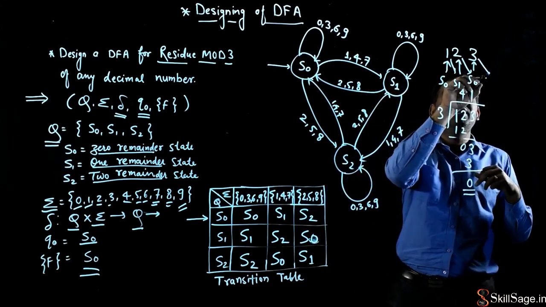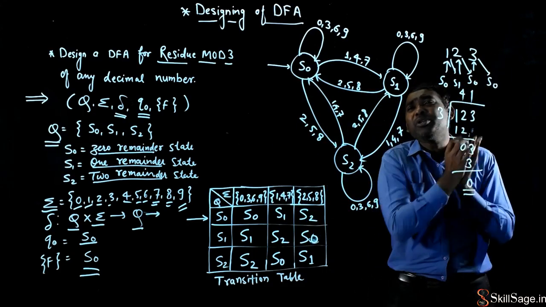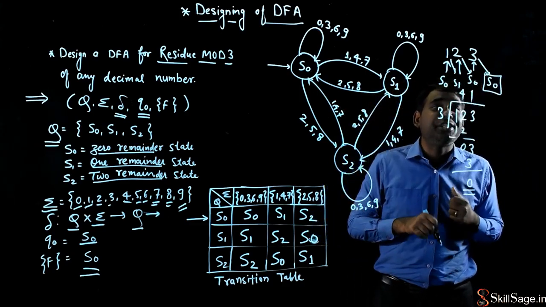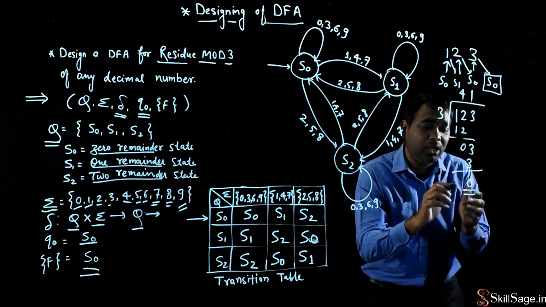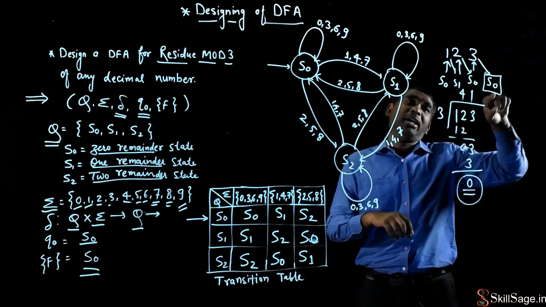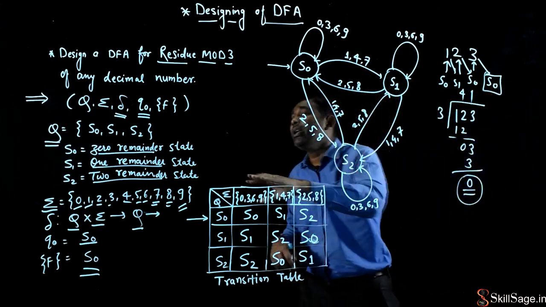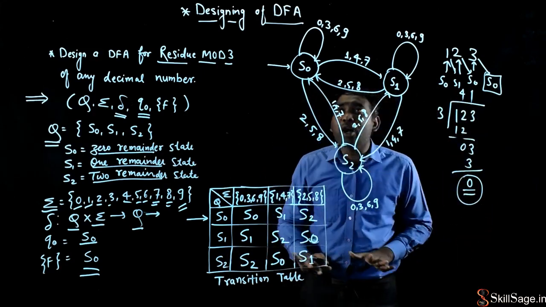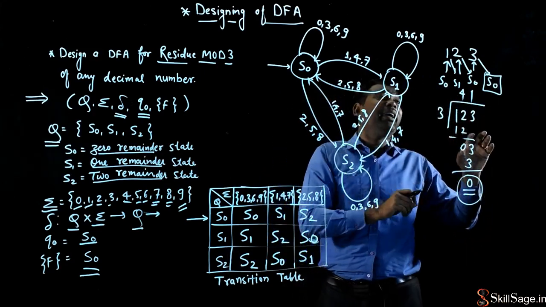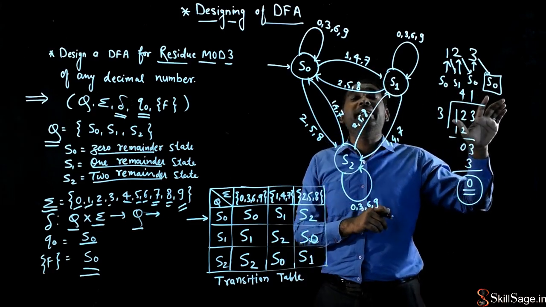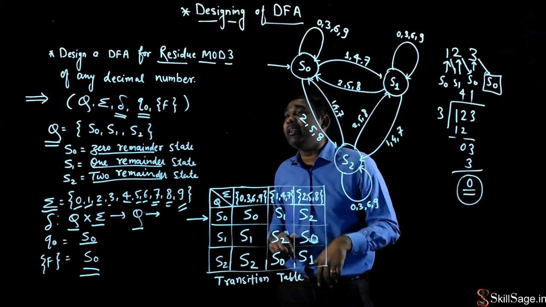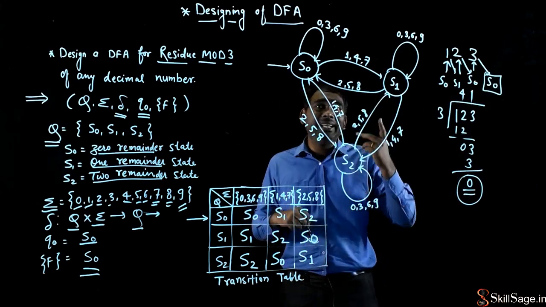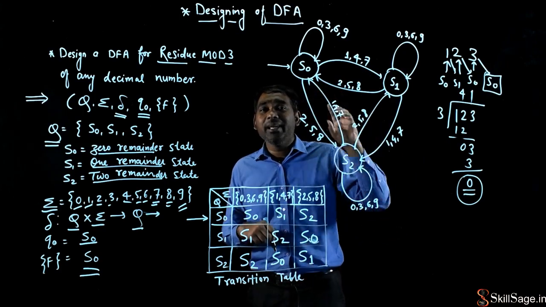When it goes to S0, what is your current state? Current state is S0. Is there any input symbol left? No. My input string is finished. And what is my current state? Current state is S0. And if I divide this 123 by 3, what was my remainder? Remainder was 0. That indicates S0, and S0 is the 0 remainder state. If my DFA, after performing the reading operation, ends in the last state S0, the 0 remainder state, then I can say that that particular string is accepted by this DFA, which indicates that the number is perfectly divisible by 3.